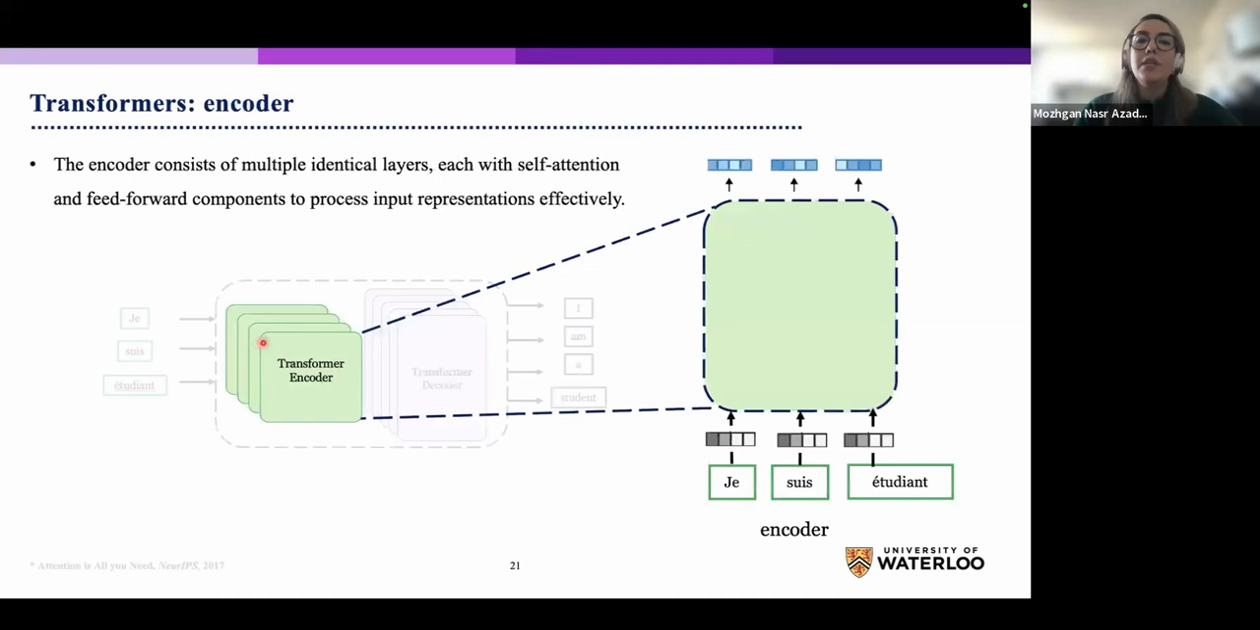Starting with the green box, the transformer encoder, you see that again we have our input sentence in French, which is broken up into tokens.